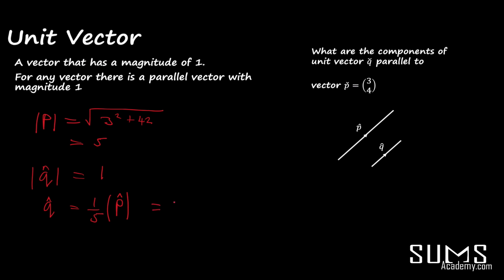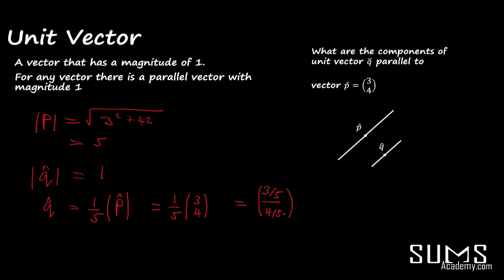So what does that mean? It's going to be 1/5 of (3, 4). So what does it actually equal? All you do is take this 5 and divide each number by it. This becomes (3/5, 4/5). That's it. That's your final answer.